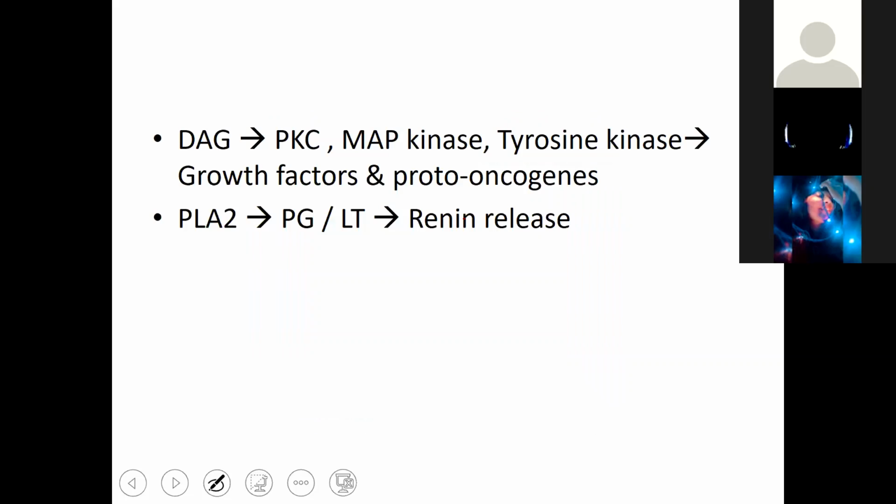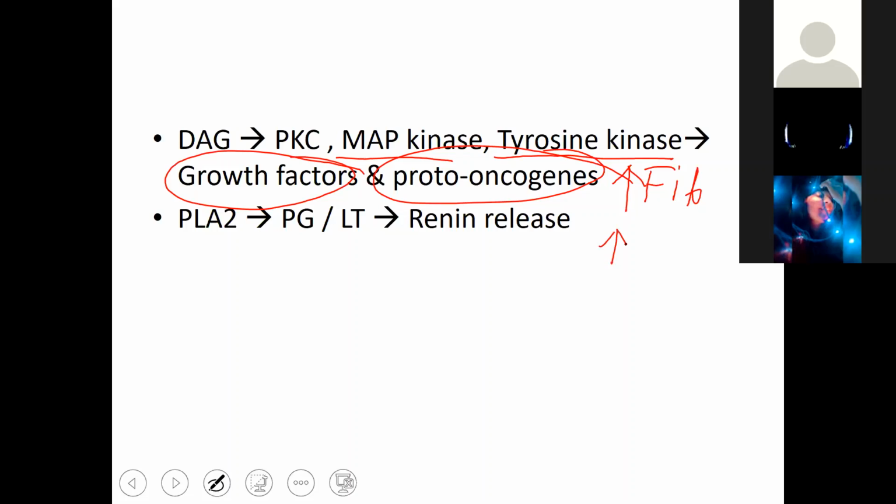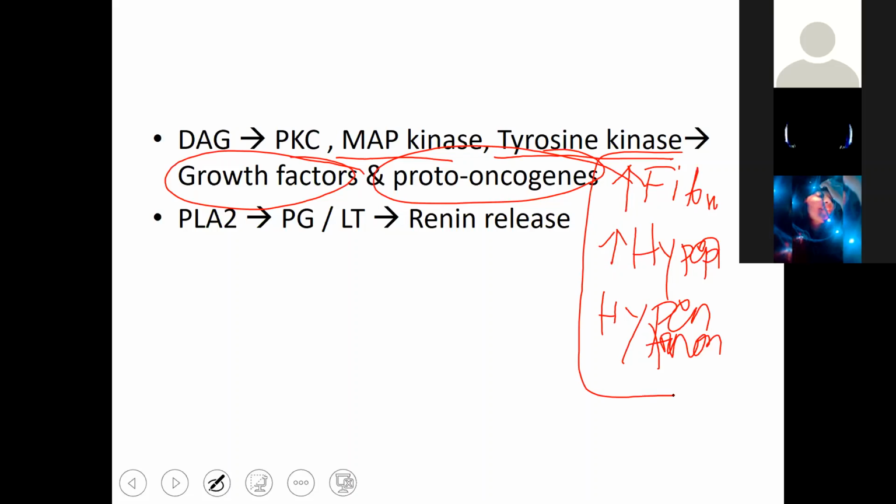Other than that, diacylglycerol also stimulates protein kinase C, MAP kinase, and tyrosine kinase. So what is the consequence? There will be a stimulation of growth factors and proto-oncogenes. These growth factors and proto-oncogenes are usually responsible for increased fibrosis, and increased hyperplasia and hypertrophy, both. Hypertrophy in the cardiac cells, and fibrosis, all are because of these growth factors and proto-oncogenes.